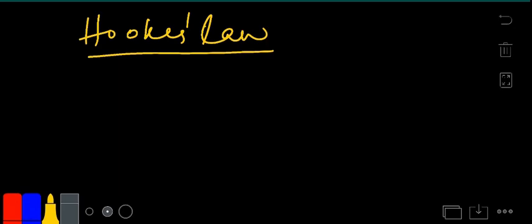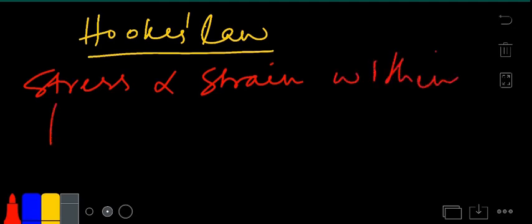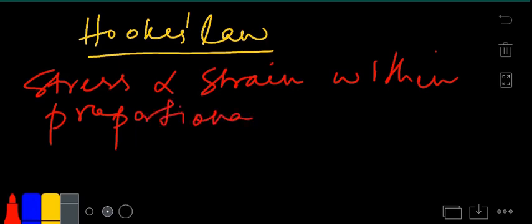So what exactly is this law? Hooke's law tells that, write the law first: stress is proportional to strain within the proportional limit. This is not the elastic limit, this is the proportional limit. Okay, the stress is directly proportional to the strain within the proportional limit.